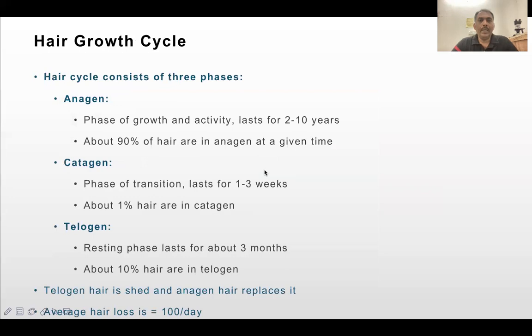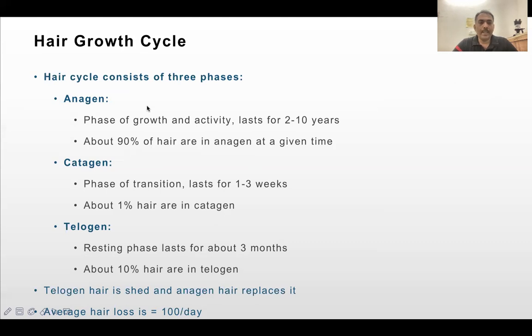Now the growth of the hair is divided into cyclical phases. The active phase of growth is called the anagen phase, which is the phase of growth activity, and it lasts for almost 2 to 10 years. About 90% of hair at a particular time are in anagen phase.